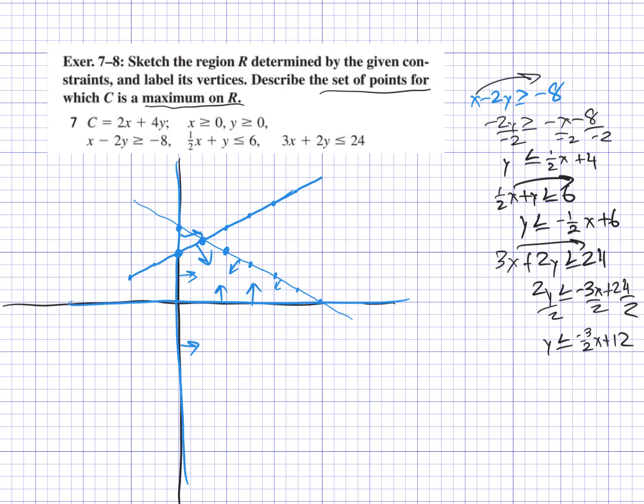Okay, so 12 is about right there. And we go down 3. 1, 2, 3, and over 2. There's that one. 1, 2, 3, and over 2. Okay.